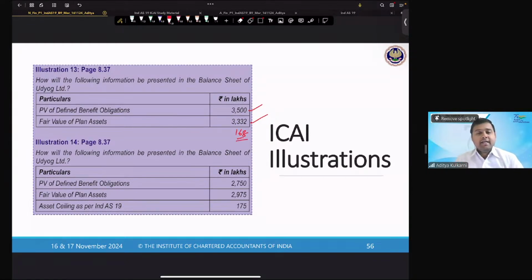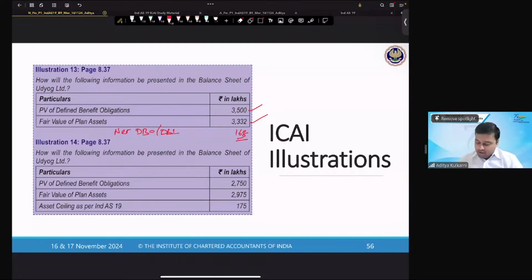बोलो, is it a net defined benefit obligation or net defined benefit asset? क्या है ये? Sir, obligation. Obligation है sir. Obligation, that's right. So net defined benefit obligation, or some people say net defined benefit liability. ठीक है. So coming to the next one, how will the following information be presented?